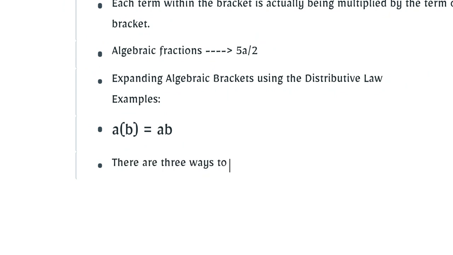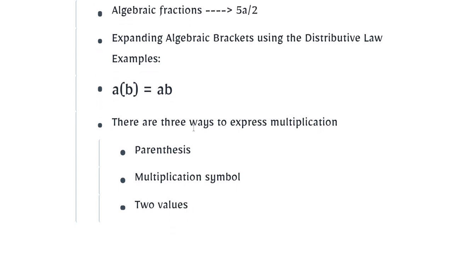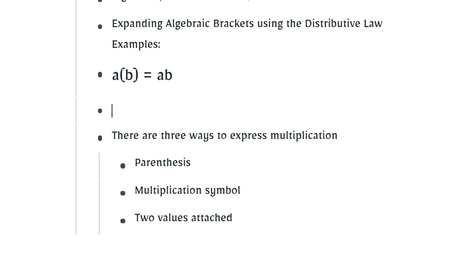There are 3 ways to express multiplication. Right? Parentheses, multiplication symbol, and then 2 values attached. So if AB is just together, there's no other symbol between it, that's a convention to say that they're being multiplied. Agree, everybody? Yes, sir. All right.